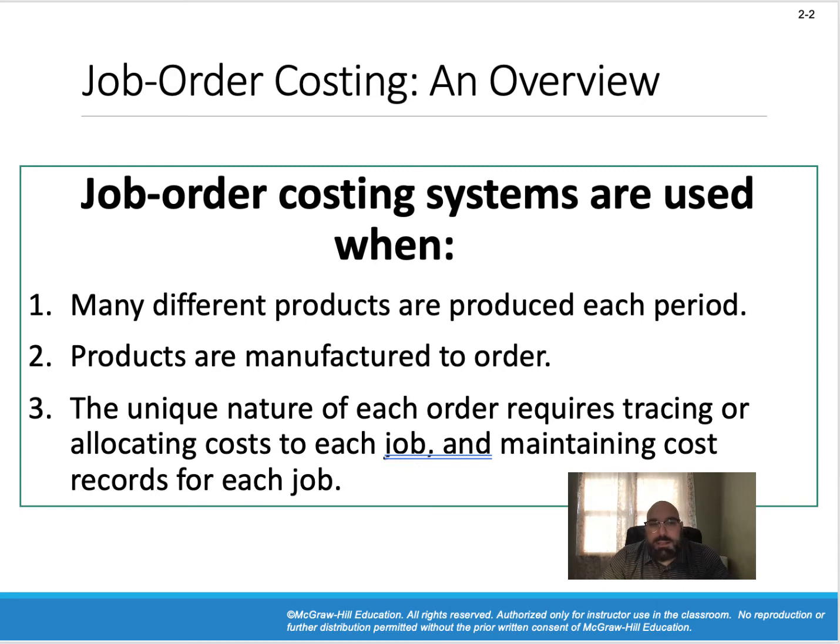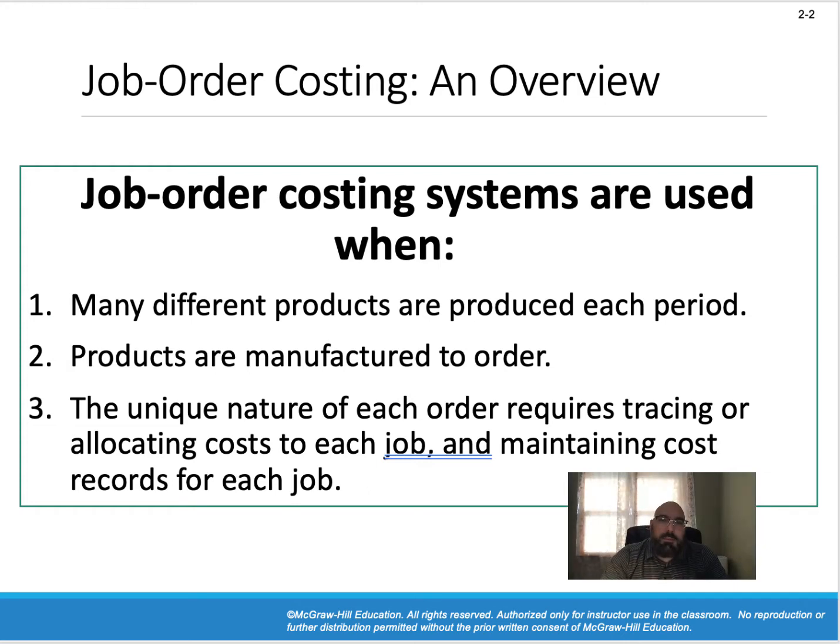So as we focus in on job order costing and specifically calculating that unit product cost, we need to realize that managers need to assign costs to products to facilitate internal decision making as well as to facilitate external financial reporting. So in this chapter, we're going to look at an absorption costing approach to calculating that unit product cost, which is known as job order costing.